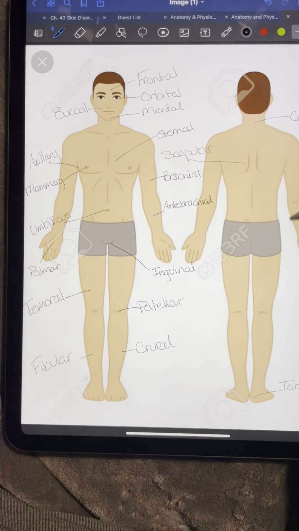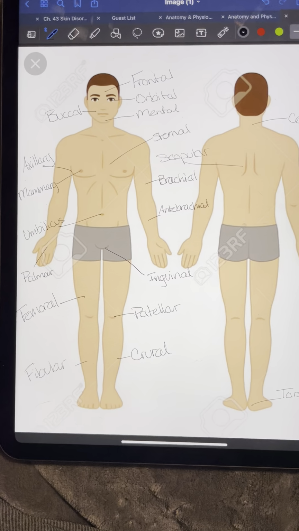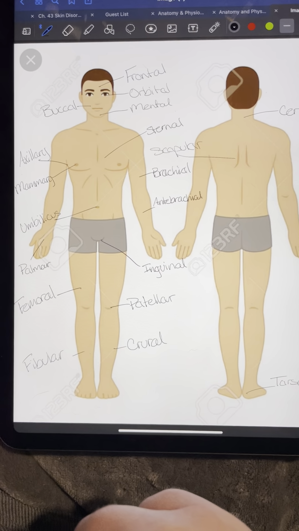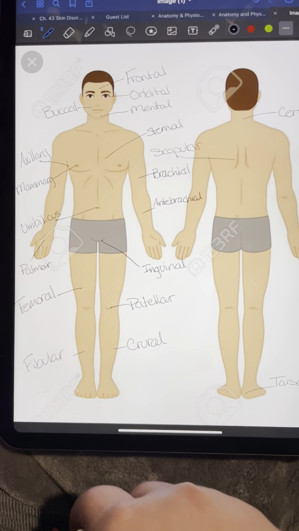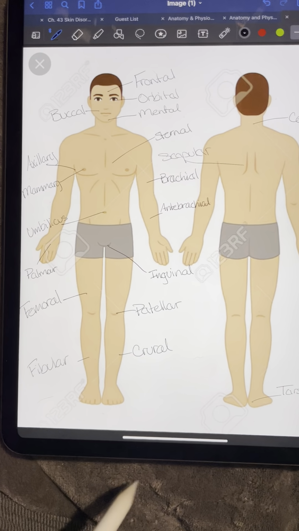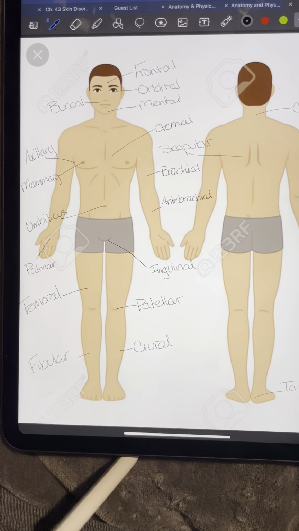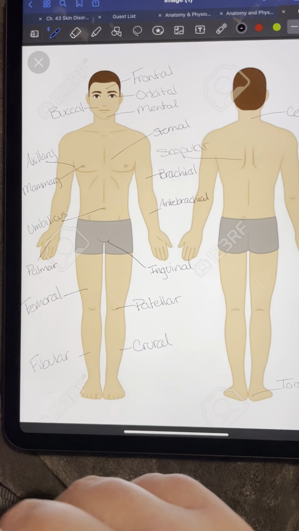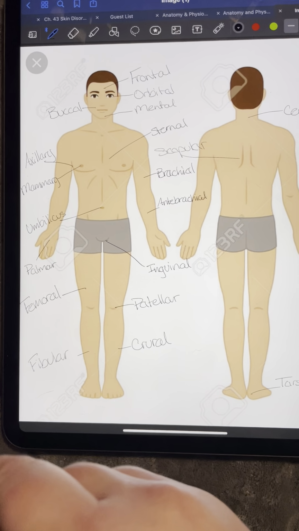Next, we have the patella, which is the kneecap. It comes from the Latin word meaning shallow pan or dish. After that, we have the crural, and the crural is between the knee and ankle. The Latin word for that is cruralis.